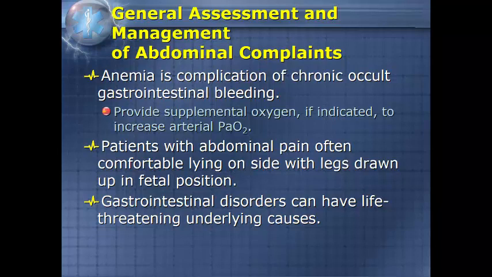All right. Anemia is one of the more serious complications of a chronic GI bleed, because if we don't have enough red blood cells, we don't have enough blood cells to transport oxygen, so we're going to become hypoxic.